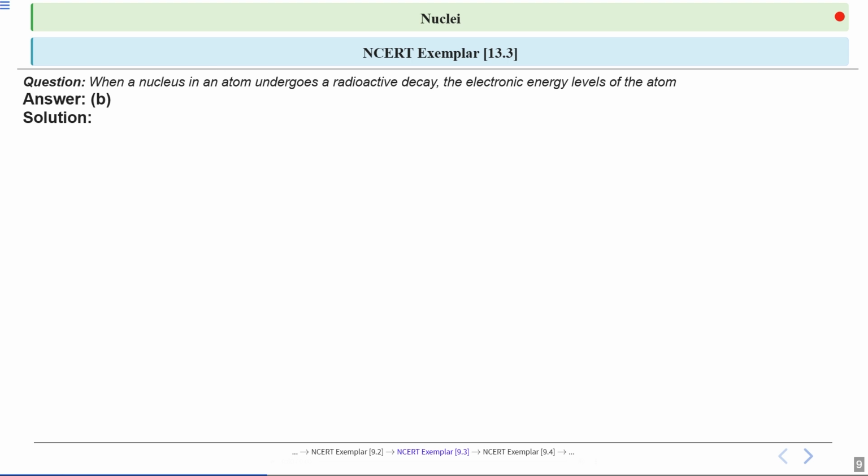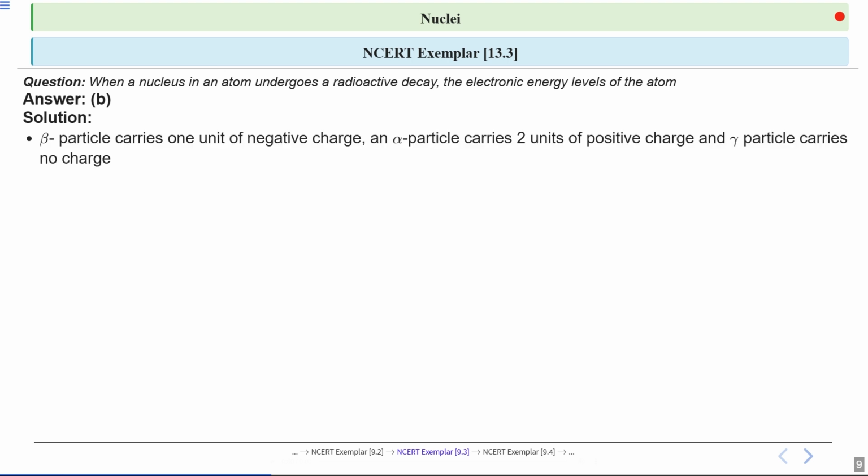So the correct option is B here. Let's discuss the solution in detail. When a nucleus decays, it changes, affecting the atom's charge. A beta minus particle, that is an electron, carries -1 charge. Alpha particle carries +2 and gamma has no charge.